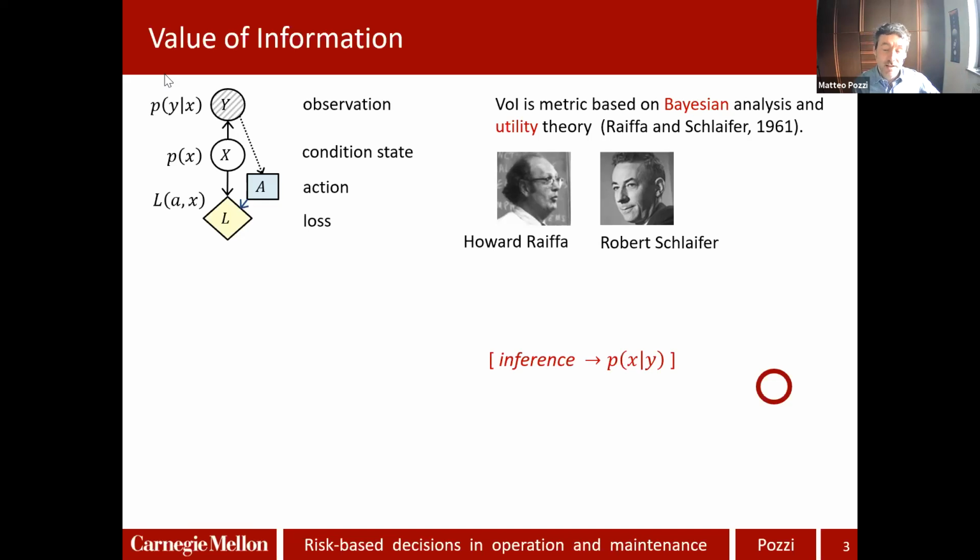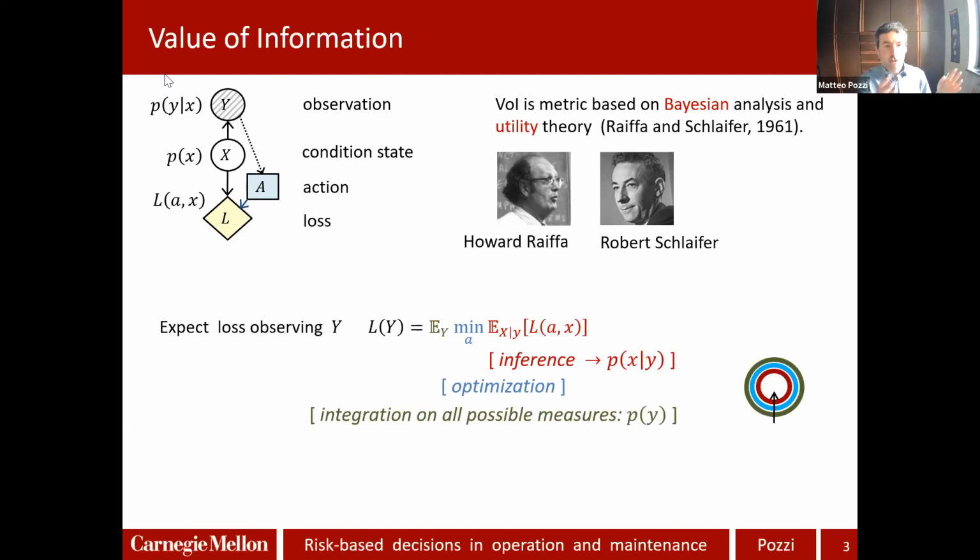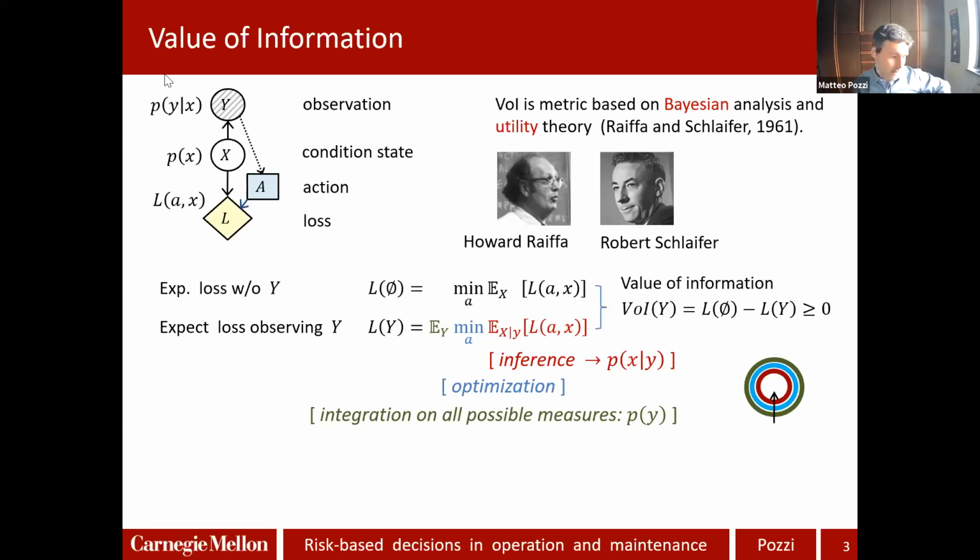You have to infer, for any possible value of this observation, what you know about the condition state. And then you have to assess what is the corresponding loss for any of your actions, and you have to optimize your action. And this optimization is the second layer of complexity. And then you have to assess what the optimal loss would be for any possible output of your source of information. And when you compare this expected loss with the prior loss, you get the value of information as a difference, as an expected reduction of loss.